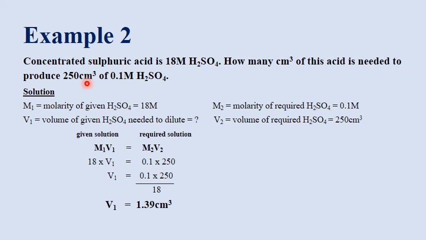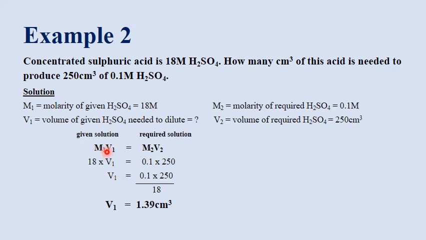Using the same formula that we used previously, M1 is the molarity of the given sulfuric acid solution or our stock solution, which in this case is 18 molar, and M2 is the molarity of the required sulfuric acid solution or the diluted solution that we are going to prepare, which in this case is 0.1 molar. That is the required molarity. V1 is the volume of sulfuric acid needed to dilute it. This is the value that we are going to find out. And V2 is the volume of required sulfuric acid solution, which is 250 centimeter cubes.